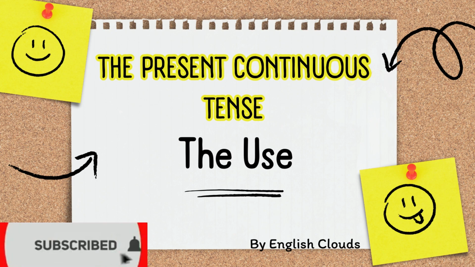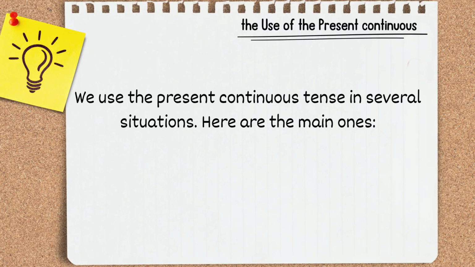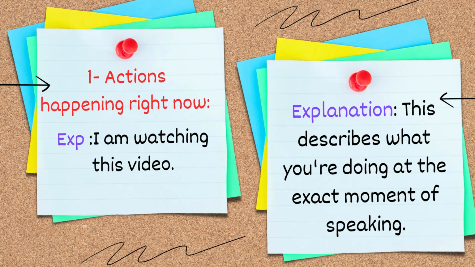The use. We use the present continuous tense in several situations. Here are the main ones. Actions happening right now. Example: I am watching this video. Explanation: this describes what you are doing at the exact moment of speaking.